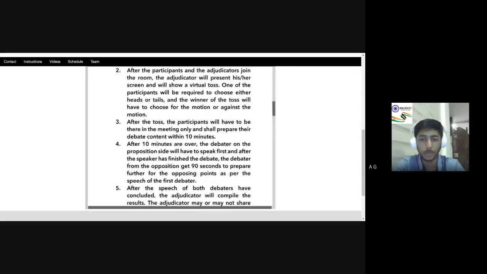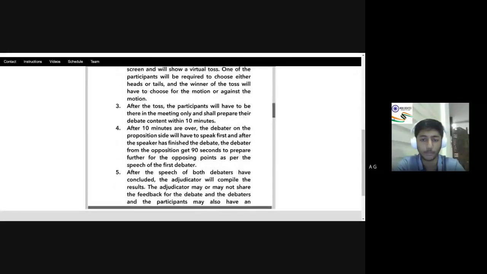After the 10 minutes are over, the debater on the proposition side will have to speak first, and after the speaker from the proposition has finished, the debater from the opposition gets 90 seconds to prepare further for the opposing points as per the speech of the first debater.